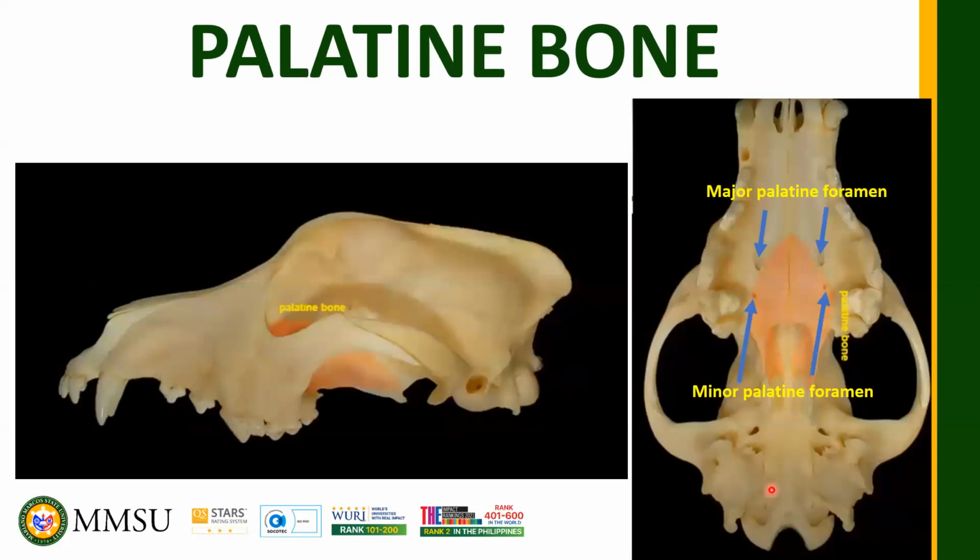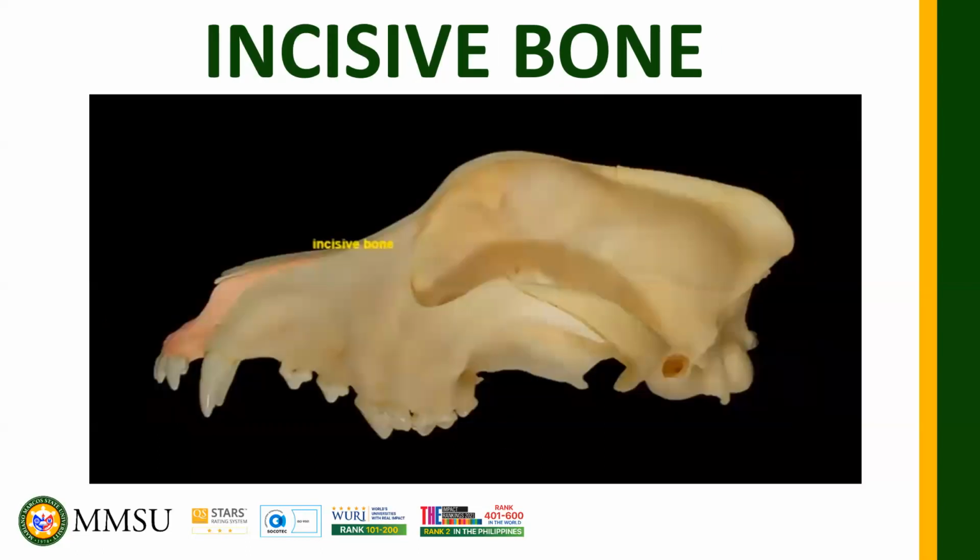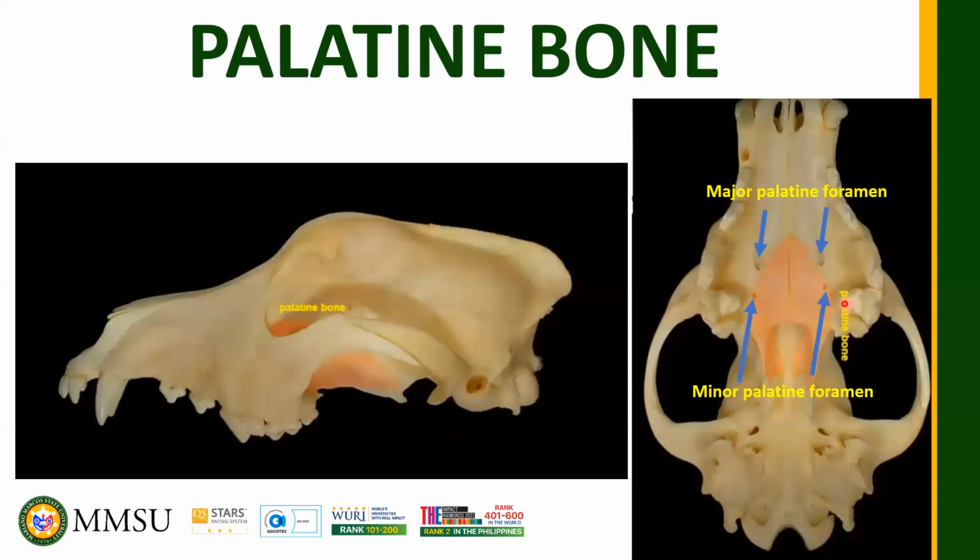So ventrally, we can also see the palatine bone. Okay? So that is for the incisive. Then we have the palatine bone. It is crucial in the facial skeleton. Okay? The palatine bone is a key contributor to the formation of the palate. Okay? Which is the roof of the mouth. The roof of our mouth.